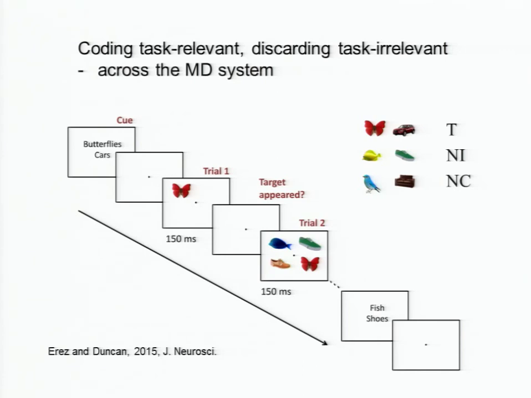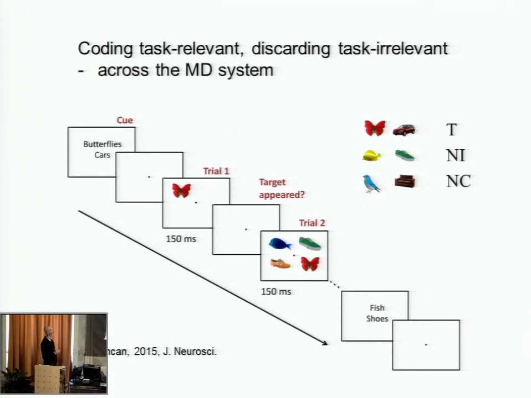In this experiment, it was a simple visual decision task where each little block of trials began with a cue. In this case, butterflies and cars, that tells the subject that for the next few trials, they should be deciding whether each display contains a butterfly or a car. If it does, they press yes, and if it doesn't, they press no. Later on they'll get a new cue telling them to do something different in the next block.